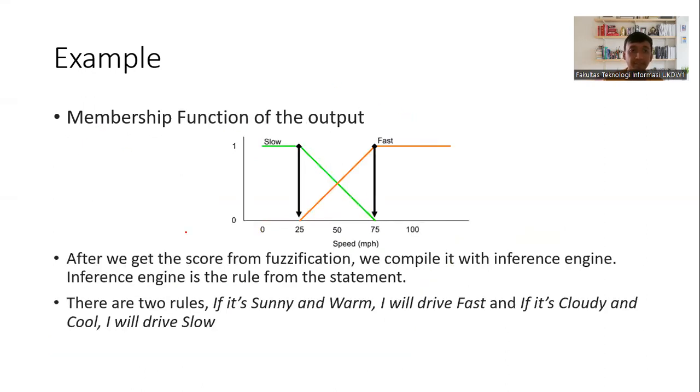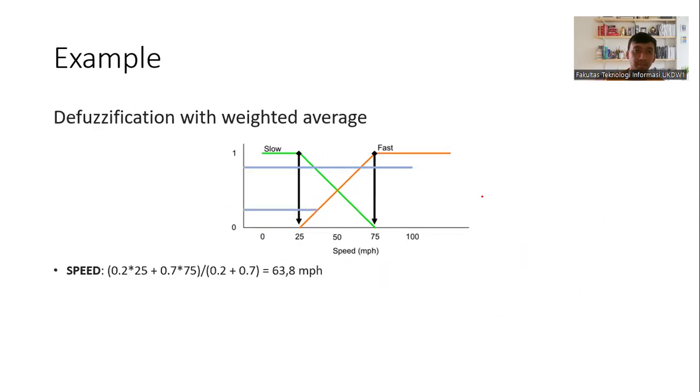After we get the score from fuzzification in the slide before, we can compile it with the inference engine. The inference engine is the rules from the statement. There are two rules in this example. If it's sunny and warm, I will drive fast. And if it's cloudy and cool, I will drive slow.